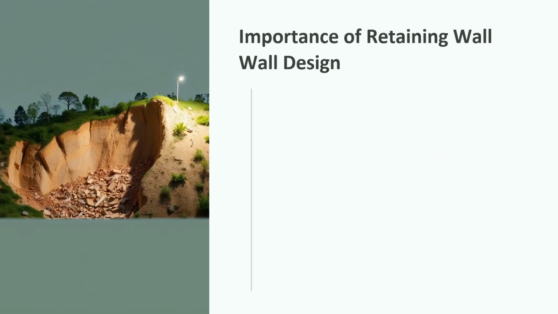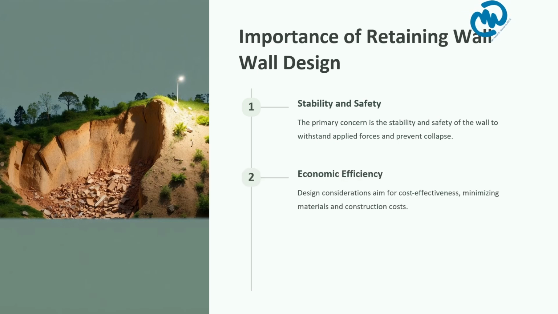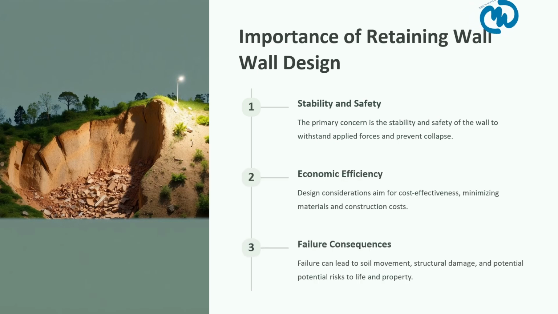Now let's talk about why proper design is so important. Retaining walls are subjected to significant forces, and failure to design them correctly can lead to catastrophic consequences, such as soil erosion, property damage, or even loss of life. A well-designed retaining wall ensures stability and safety while being cost-effective. Proper design also minimizes maintenance requirements over the structure's lifetime. Failures such as sliding, overturning, or excessive settlement can often be traced back to poor design practices or a lack of understanding of the forces at play.